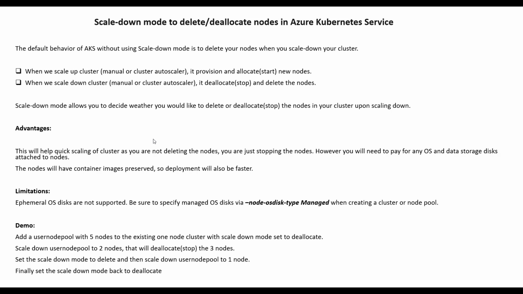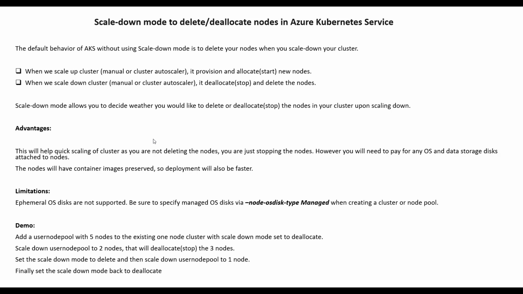Basically, when we scale up a cluster, either manually or using the cluster autoscaler, it provisions and allocates the new node. And when we scale down the cluster, either manually or using the cluster autoscaler, it deallocates, or you can say stops, the node and then deletes the nodes. So scale down mode allows you to decide whether you would like to delete or deallocate the node in your cluster upon scaling down.